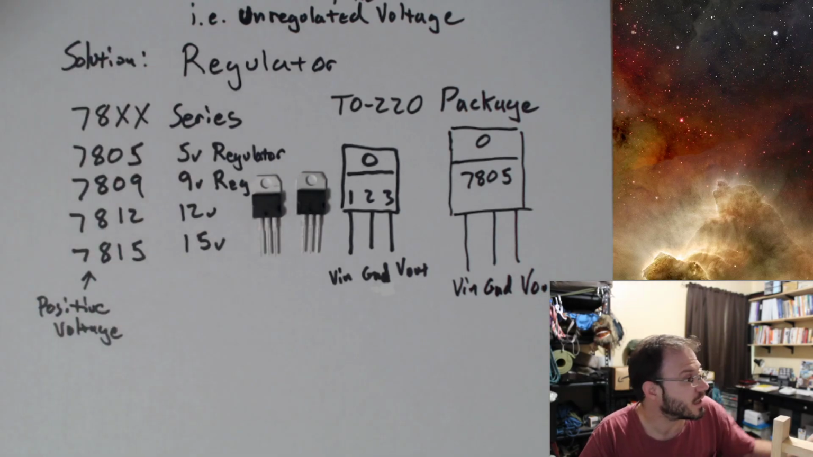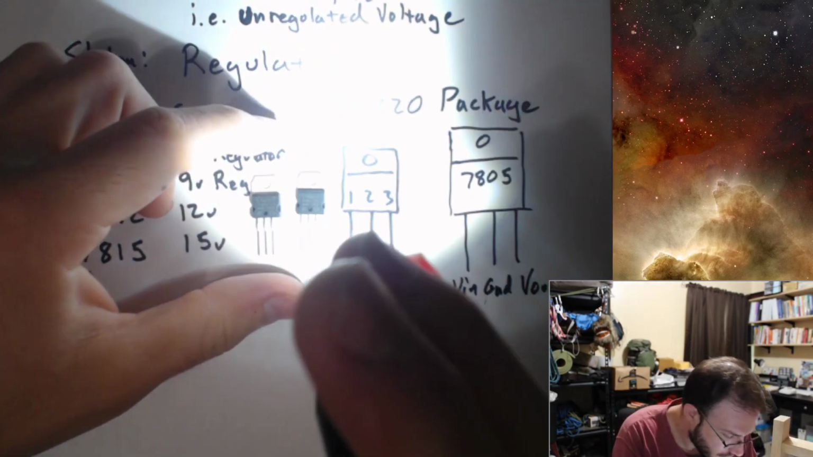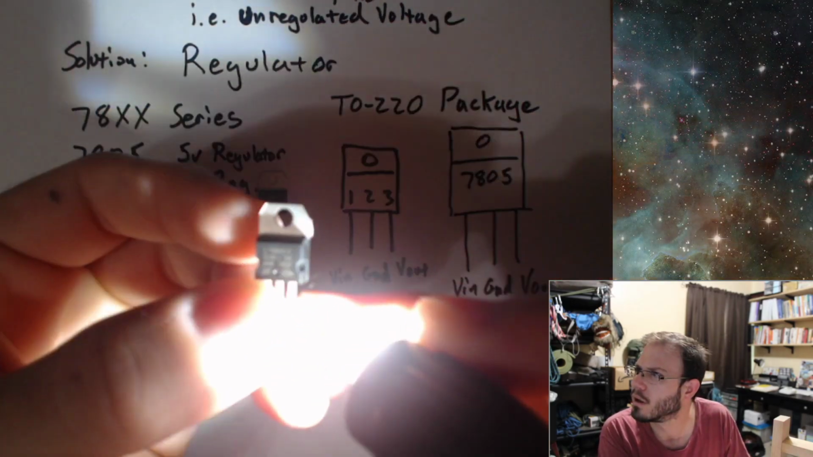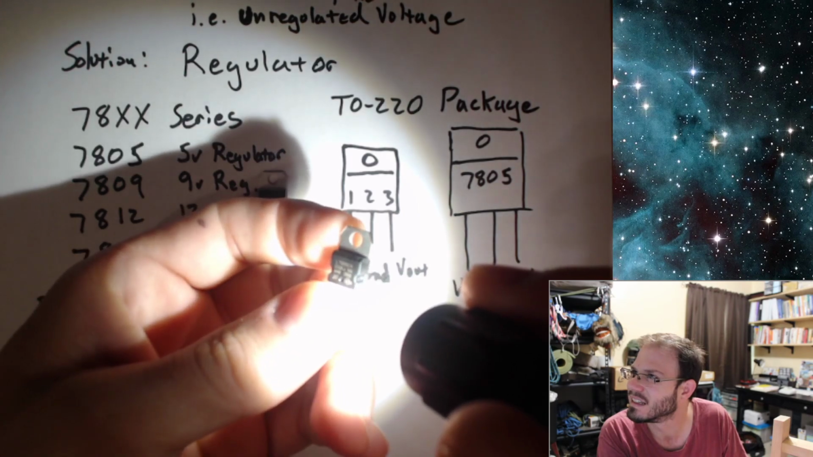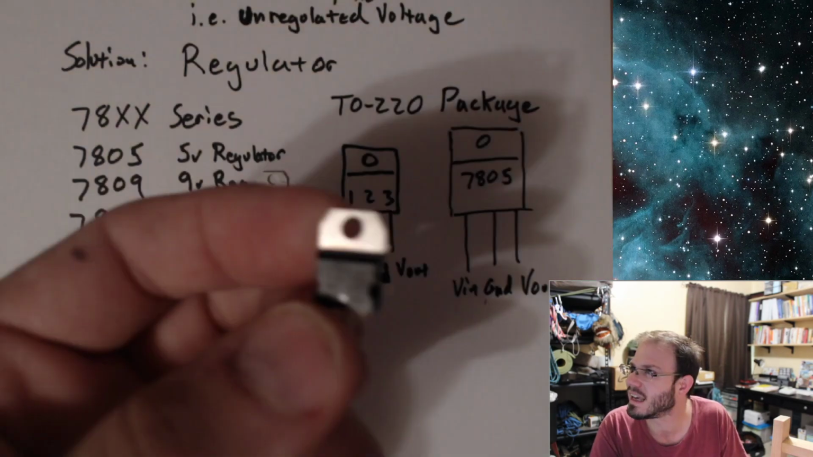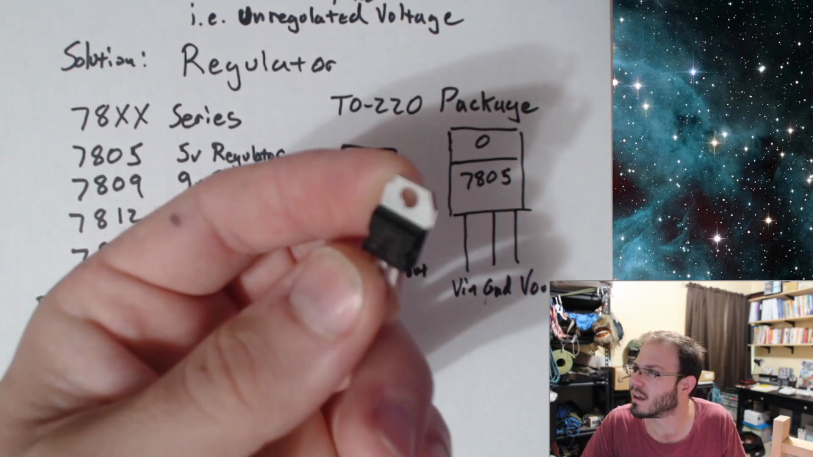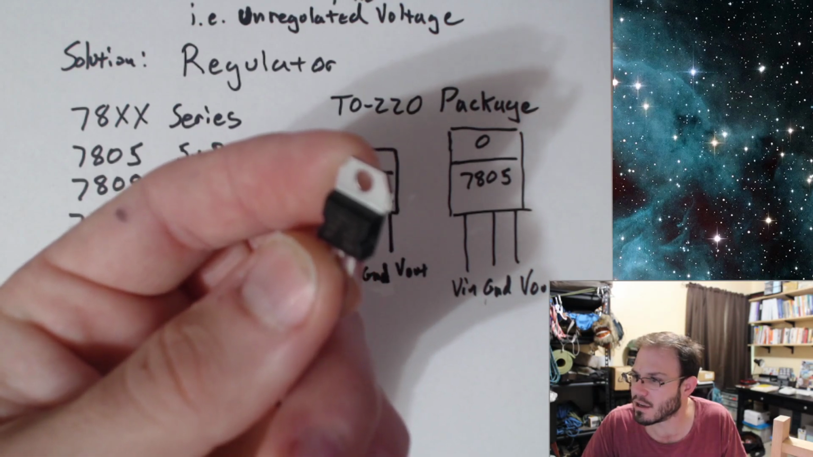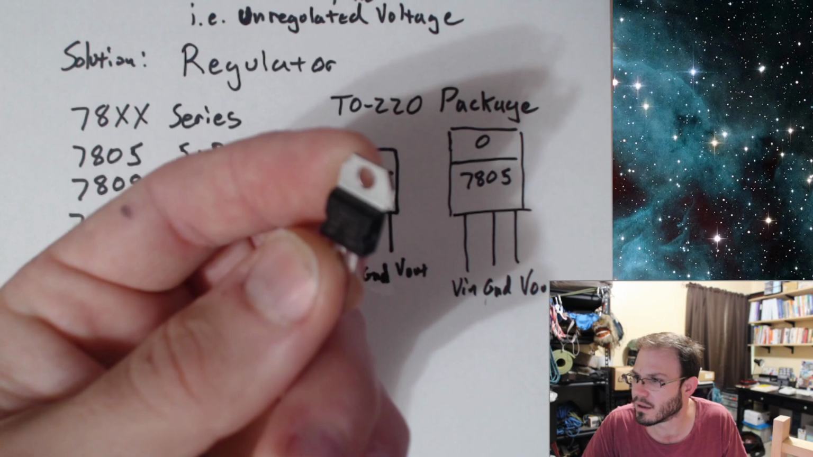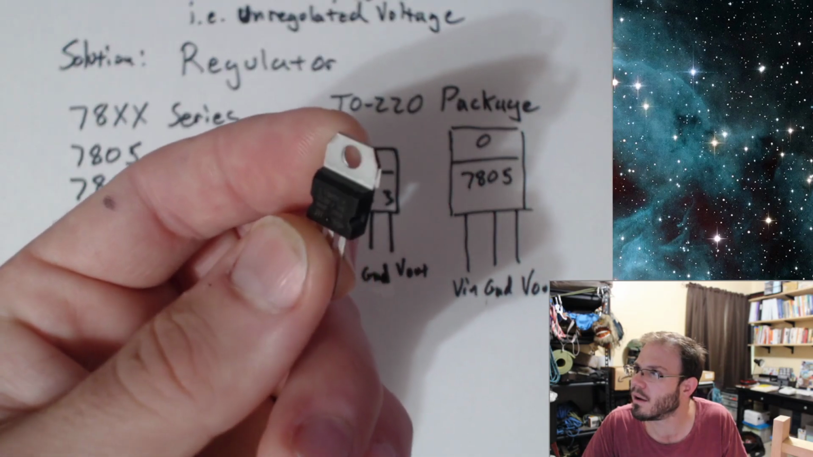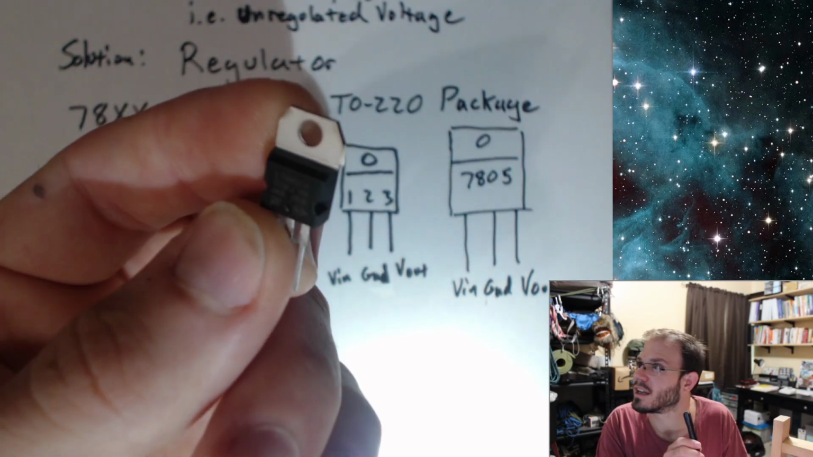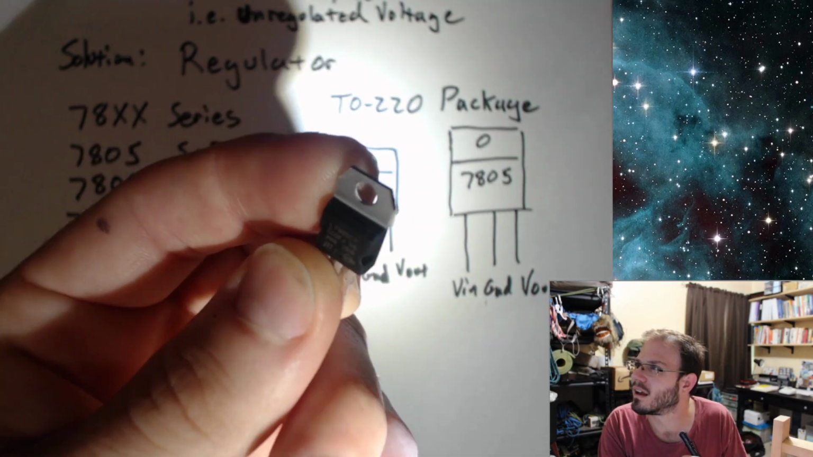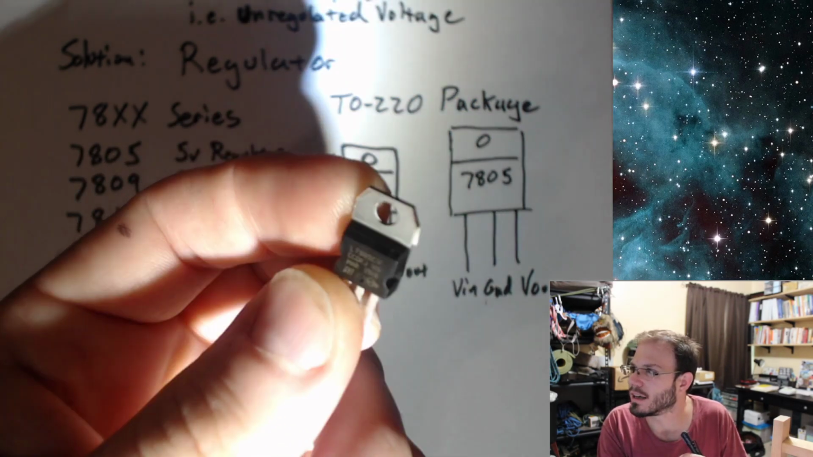Let me see if I can actually get the text to show. Oh, wow. I even pulled out a 7805. A little hard to see. Let me see if I can play with the camera just a second so you can make out the text on there. And shine some light. Okay, a little hard to see.